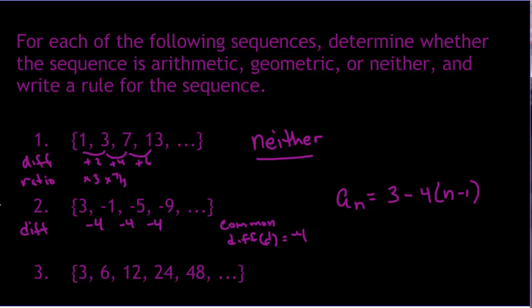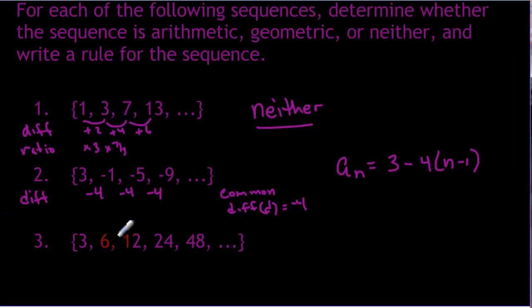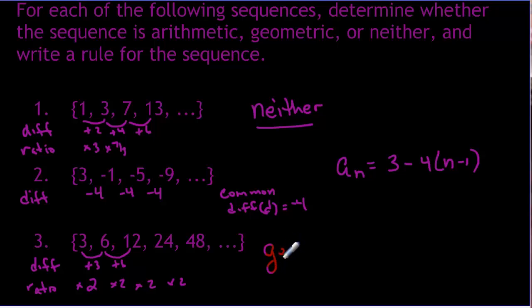Now let's look at our last one here. So if we look again for differences, here we're +3, and here we would be +6. So it's not a common difference. Let's look at a ratio. 6 divided by 3 is 2. 12 divided by 6, so this would be times 2, again times 2, times 2. Many of you maybe saw that already, that we were multiplying by 2. So this one is geometric.